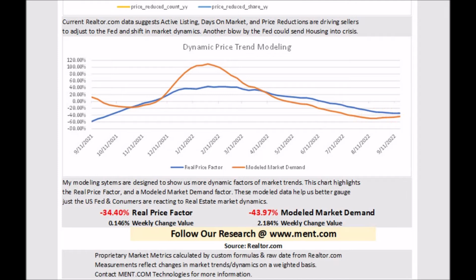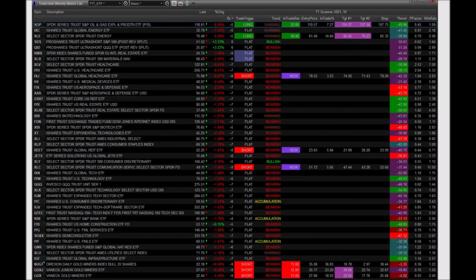Okay, next we are going to move to the watch list. Here we have the TT Scanner watch list for this week. We have a bunch of new triggers, kind of interesting to see. Healthcare is breaking down. That is likely related to the NASDAQ breaking down. We have a new trigger here. This was last Monday. We're already 3.2% in profits. Our trade trigger was 79.26.